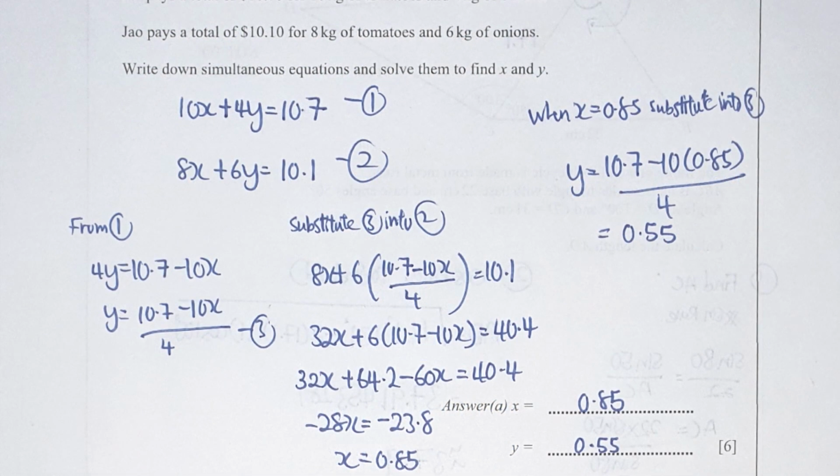So I label them as equation 1 and equation 2. From equation 1, I rearrange it to construct equation 3, which goes by y equals 10.7 minus 10x over 4. Substitute 3 into 1, you will get your final result as x equals 0.85. So when x equals 0.85, substitute into 3, you'll get your y result as 0.55.